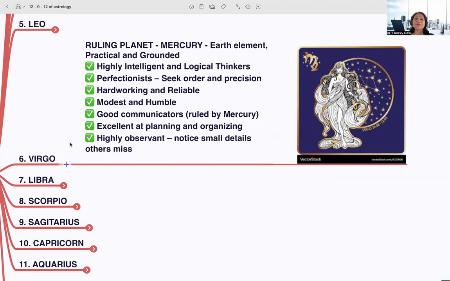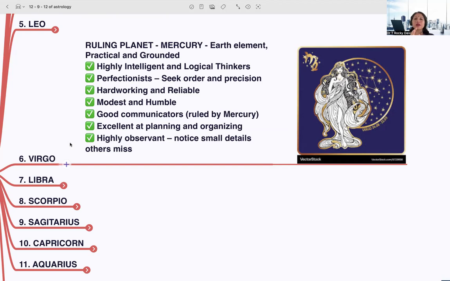Mercury is the ruling planet for the Virgo, and it is an earth element. So they are practical and grounded, highly intelligent and logical thinkers because Mercury always denotes intelligence, communication ability and all. So they are perfectionists, seek order and precision, hardworking as well as reliable. They are modest and humble, and also they are good communicators because they are ruled by Mercury. And they are excellent at planning and organizing, and they are highly observant. They are able to notice even small and minute things that have been missed. So this is about the Virgo.